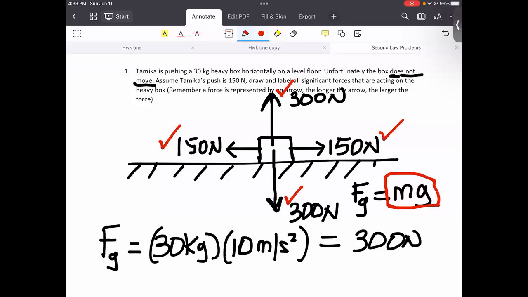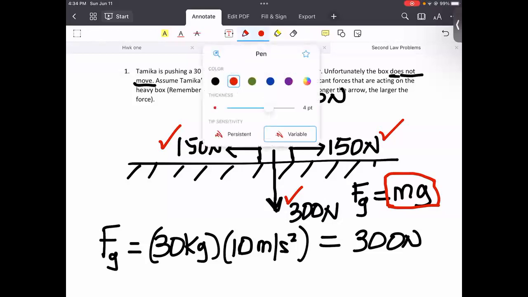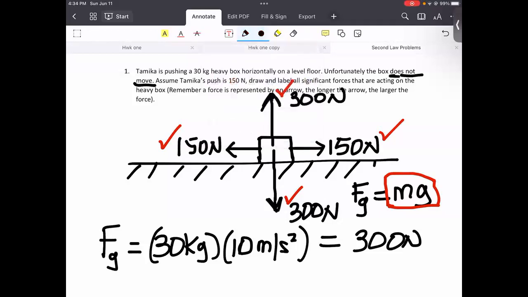We have made sure that the longer the arrow, the larger the force. And I think that's enough for now. Okay, so let's move on to the second question.